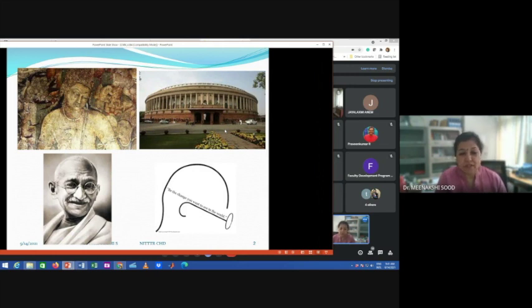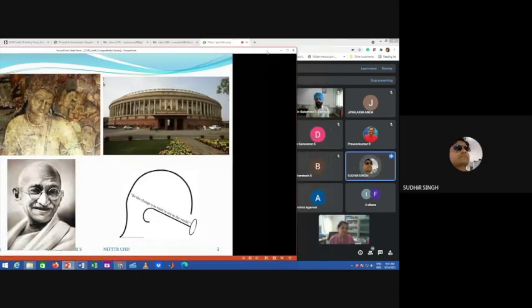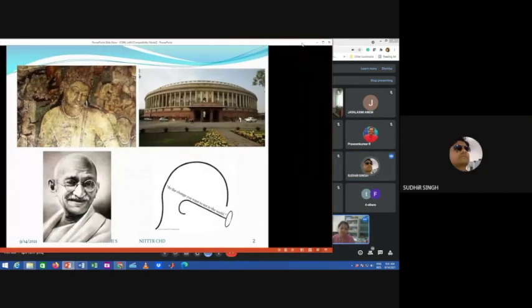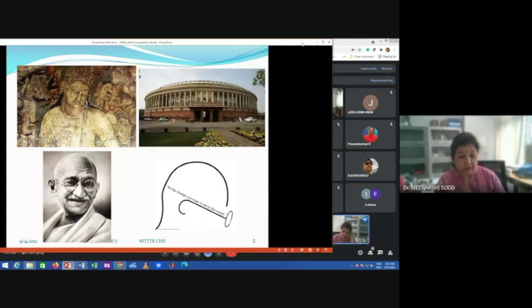The first two pictures. Ma'am, I think the first one is a cave painting from Ajanta, right? Good. And the second one is our Parliament. Very right. I'm glad.